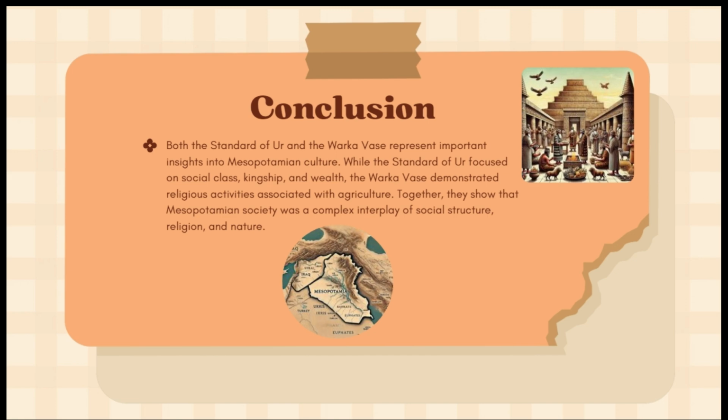Conclusion. Both the Standard of Ur and the Warka Vase represent important insights into Mesopotamian culture. While the Standard of Ur focused on social class, kingship, and wealth, the Warka Vase demonstrated religious activities associated with agriculture. Together, they show that Mesopotamian society was a complex interplay of social structure, religion, and nature.